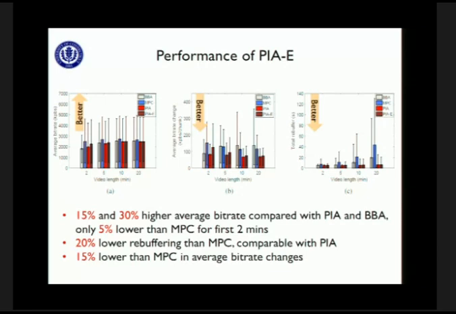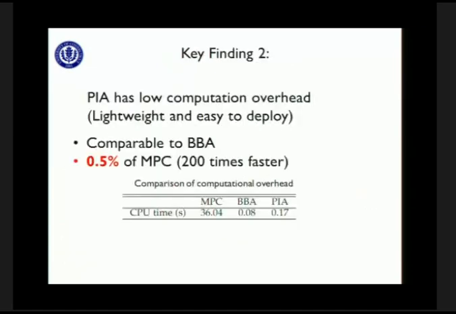Okay, what about the enhanced version? Enhanced version is about 15% to 30% higher average bit rate compared to the PID and BBA, only 5% lower than MPC for the first 2 minutes, 20% lower rebuffering than MPC, and 50% lower in terms of the average bit rate changes. So in terms of the quality of experience, this is a lot better than the existing algorithms.